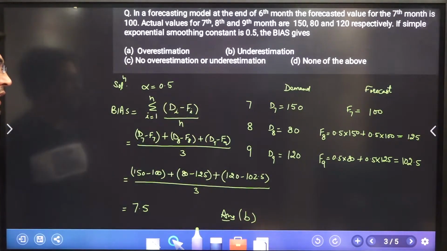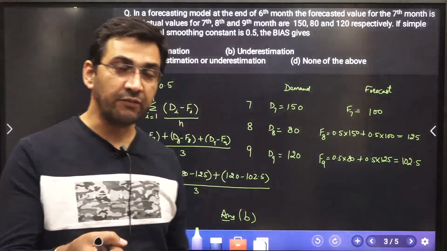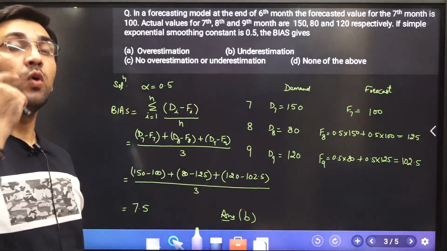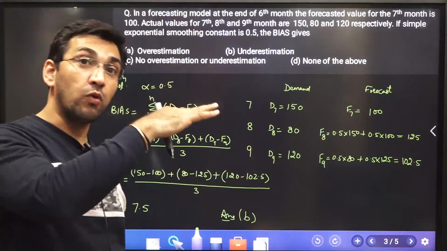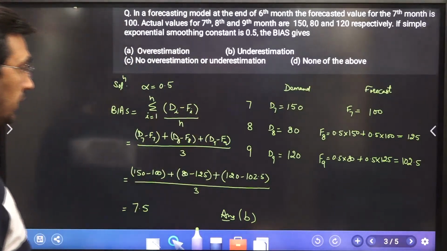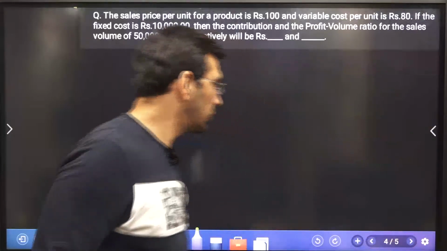So positive means underestimation. If bias is positive, it is underestimation. If bias is negative, it means overestimation, the value will be negative, meaning overall forecast must have been more. So you have overestimated in that case. That is how you have to interpret it. Okay, so now let's go to the next one.